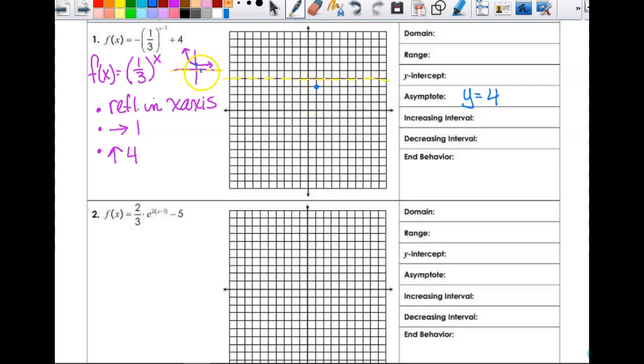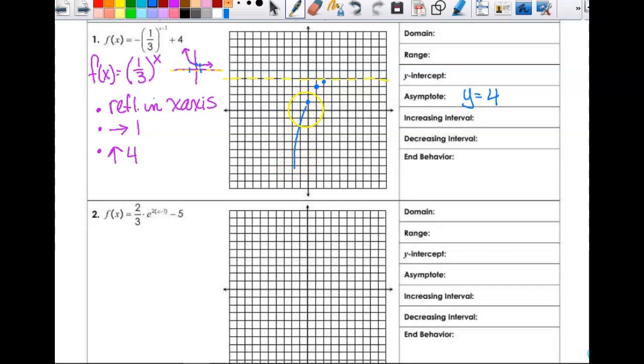Okay, so then if x is 1, y is going to be 1/3. So start out at 1, 1/3, which is right about there. Reflect in the x-axis, I'm right here. Move to the right 1 and up 1, 2, 3, 4. Then when x is -1, y would be 3. Then I reflect in the x-axis, move to the right 1 and up 1, 2, 3, 4.